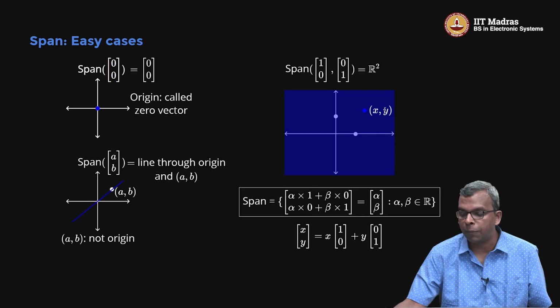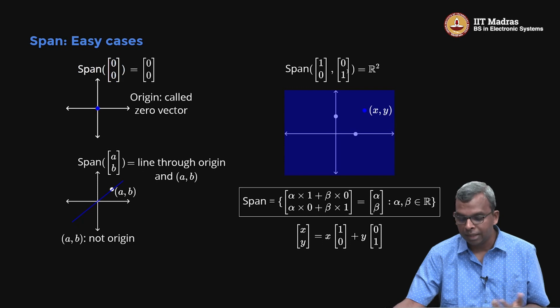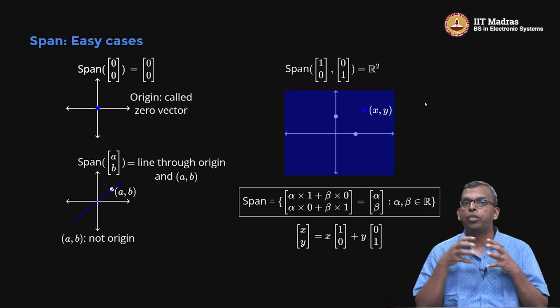If you have a point (x, y), how do you generate it as a linear combination of (1, 0) and (0, 1)? It's very trivial, right? You take x times (1, 0) and y times (0, 1), and you get (x, y). So any point is actually a linear combination of (1, 0) and (0, 1). This is at the heart of the power of linear combinations.